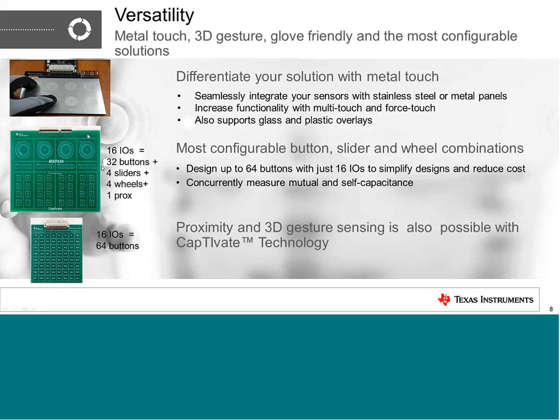We are able to support up to 64 buttons with just 16 IOs. We have a technology called self-capacitance and mutual capacitance, and you can actually mix and match self-capacitance and mutual capacitance to do 64 buttons with just 16 IOs. Or you can mix and match it over here, where you're able to do 4 sliders, 4 wheels, 1 prox, and 32 buttons with 16 IOs. That's a lot of features and functionality for just 16 IOs in your system.